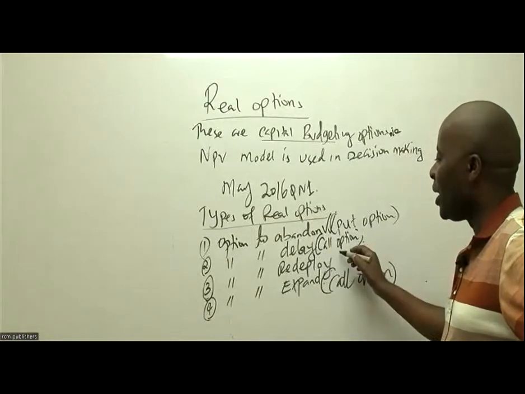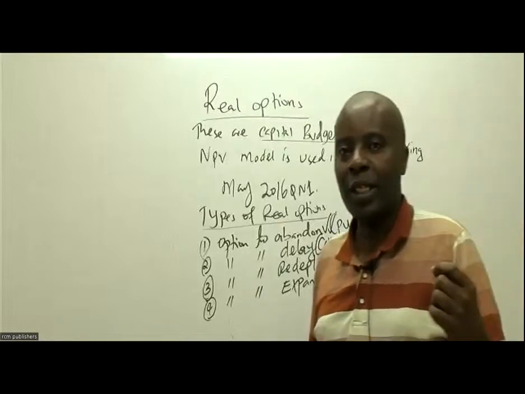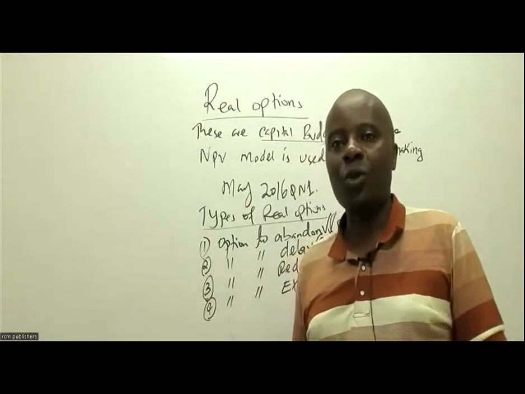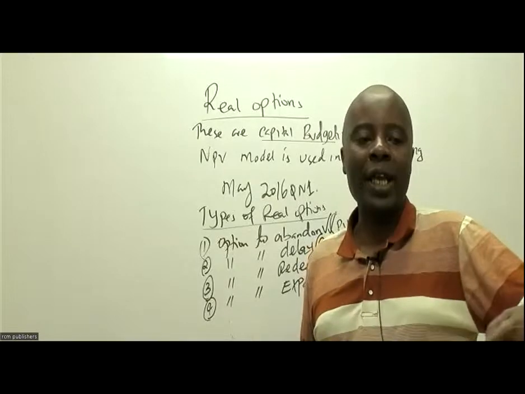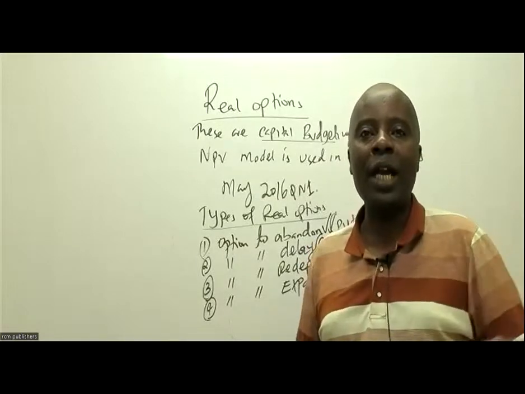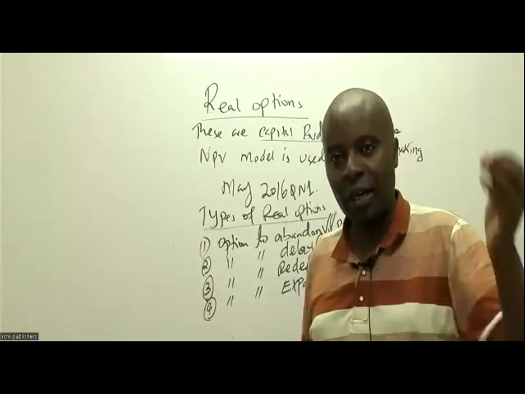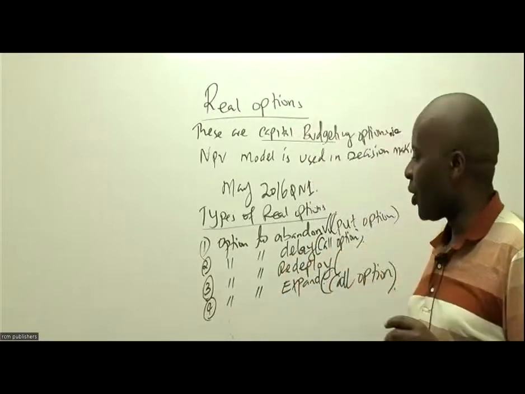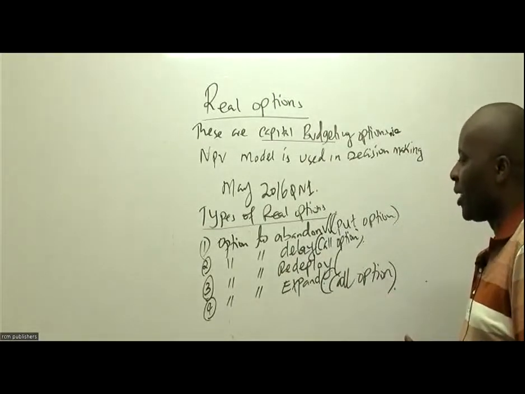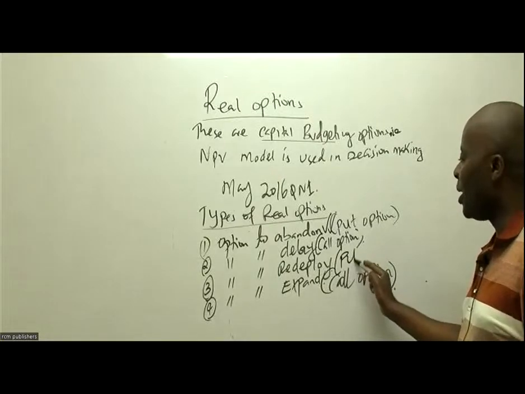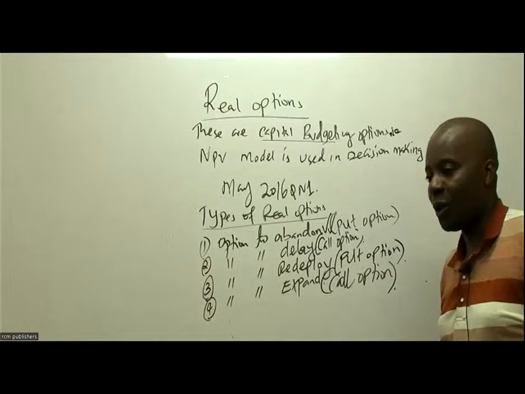The same case applies with redeploy. When you redeploy resources, for example, if I'm told that we need to move some lecturers from CPA to another department, that's a redeployment. It's like I'm selling them, because when I have them going away, I'll be able to save something in my department. So redeploying, you're sending away staff, you're sending away resources, and you're not sending them away for free, you're getting something. So redeploy is also a put option.